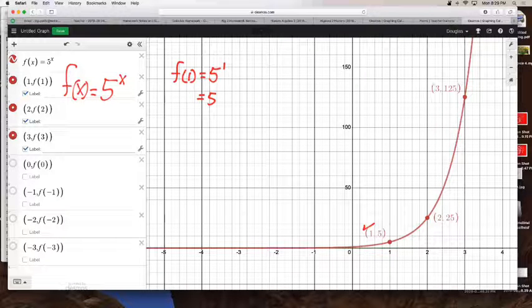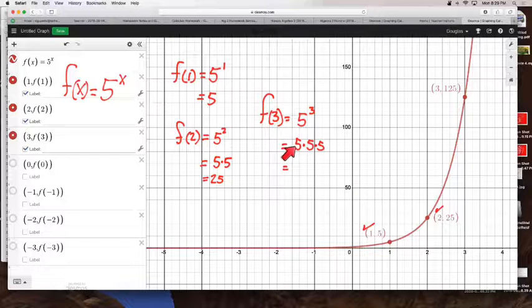F of 1, according to f of x equals 5 to the x, f of 1 is equal to 5 to the 1. 5 to the 1 is just 5. So that's why there's a point here at (1, 5). That checks out. F of 2, that's really 5 squared. 5 squared is 5 times 5, that's 25. So that checks out. There's a point here at (2, 25). And of course, f of 3 equals 5 cubed. 5 cubed is 125, and that checks out.